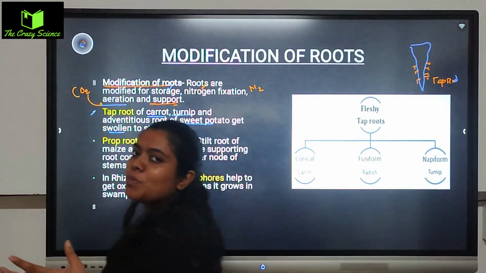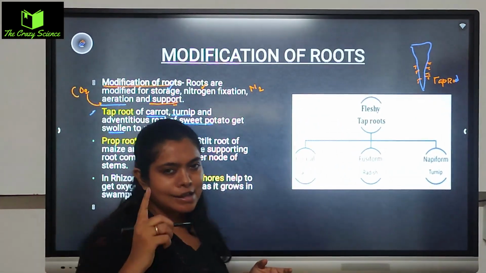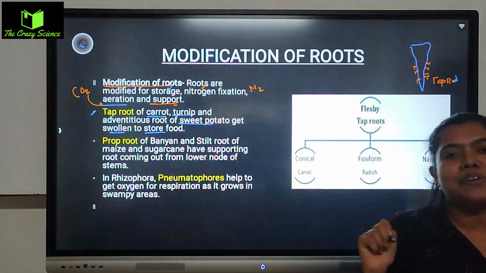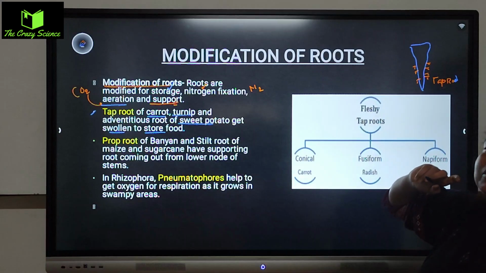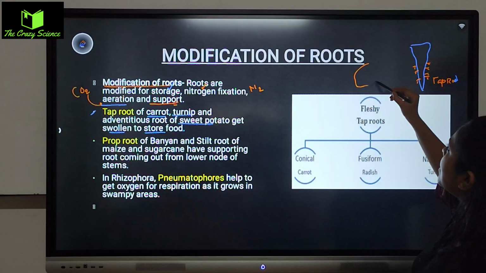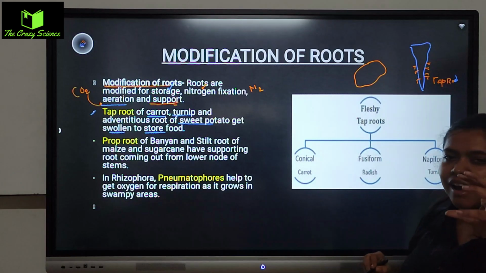ঠিক আছে, আমরা জাস্ট একটু আগে পড়লাম taproot system, which is found, we can find it in the dicotyledonous, right? Okay, so আর যেমন আরেকটা থাকে sweet potato. Sweet potato is kind of, they are like this and they are very swollen.